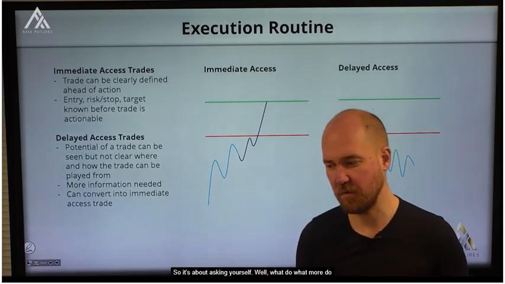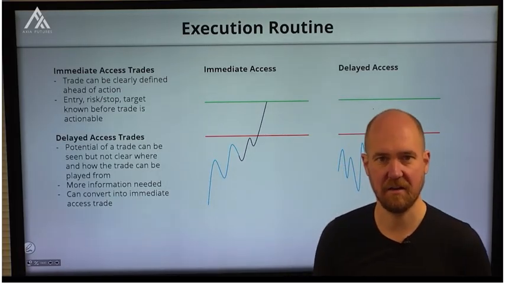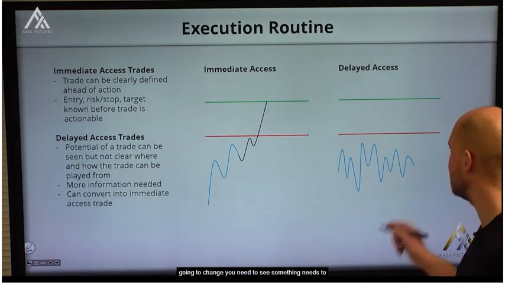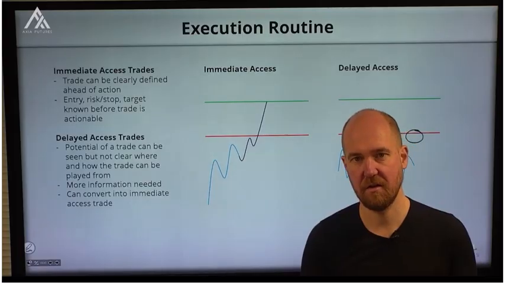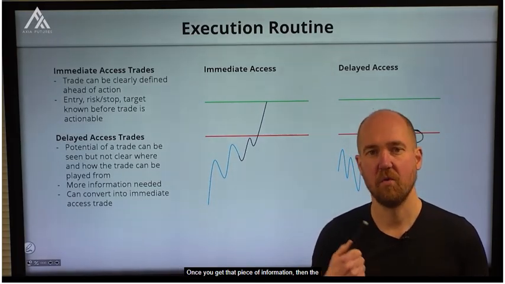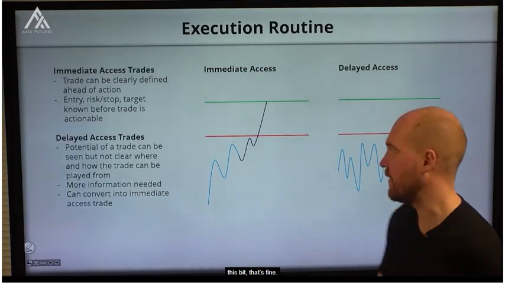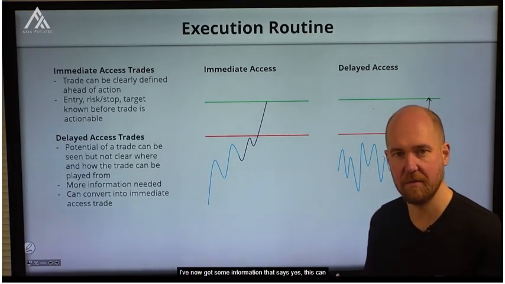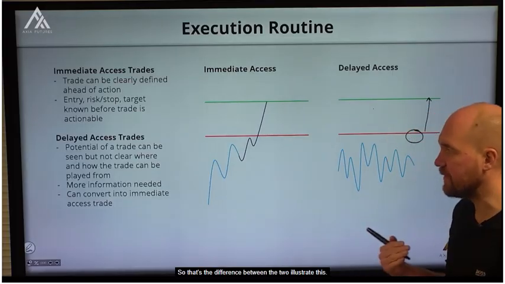So it's about asking yourself, well, what more do I need to know here? What's going to help me in understanding this trade? Something like this, very range bound, well, what's going to change? You need to see something needs to change up here. And that's the bit that's delayed because you don't know what's going to change. You know something could, but you don't know whether it will, and you don't know what it is. Once you get that piece of information, then the trade can become immediate access. You know this bit, that's fine. But you need to be able to say, right, I've now got some information that says, yes, this can be done. And then you can go for it. So that's the difference between the two.